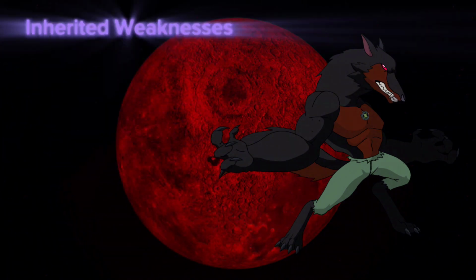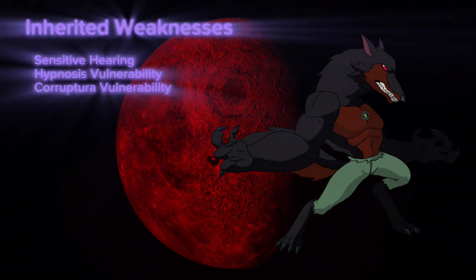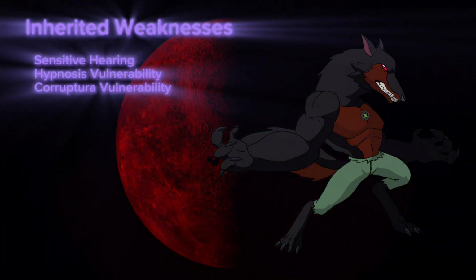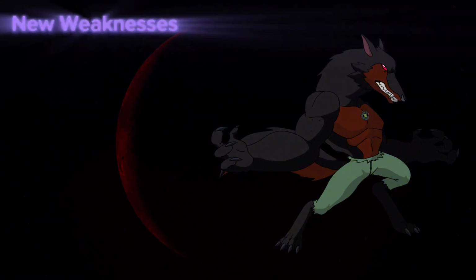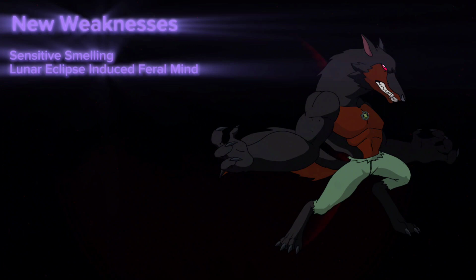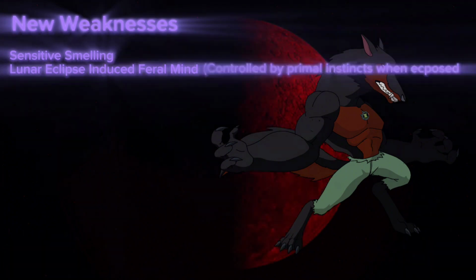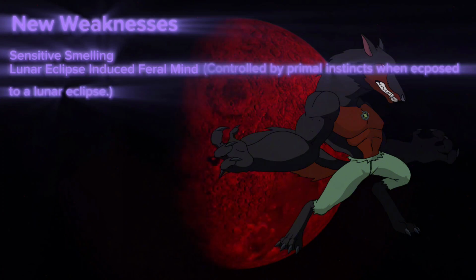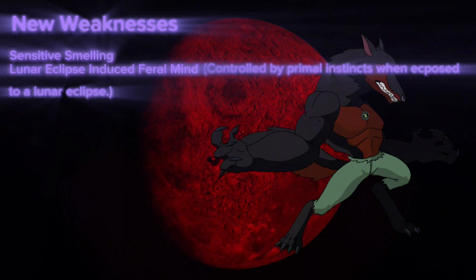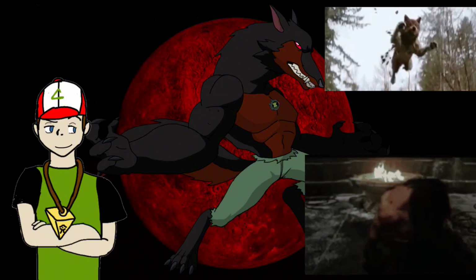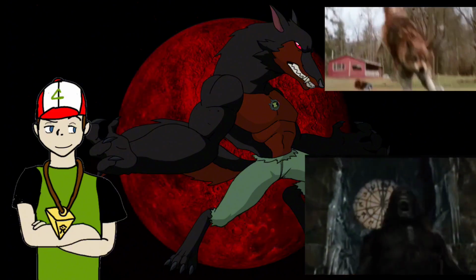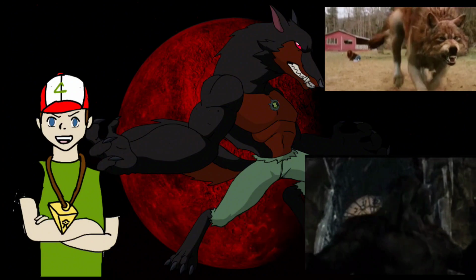Now as far as weaknesses go, inherited weaknesses include Sensitive Hearing, Hypnosis Vulnerability, and Corruptora Vulnerability. New weaknesses include Sensitive Hearing and Lunar Eclipse-induced Feral Mind. What that last weakness means is that when under a lunar eclipse, his primal instincts start taking a hold of him. Honestly, I'd like to see this guy duke it out with Werewolf Van Helsing and Jacob from Twilight. I would pay big bucks to see that.